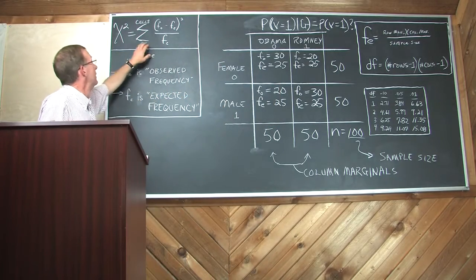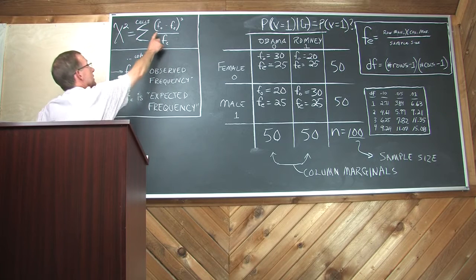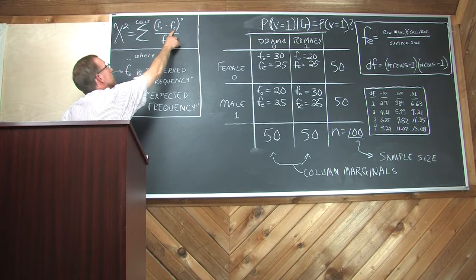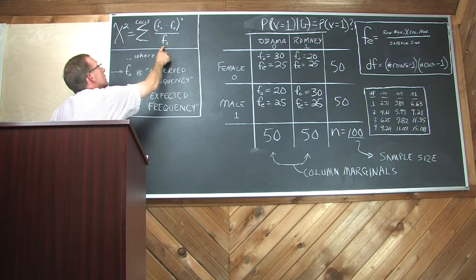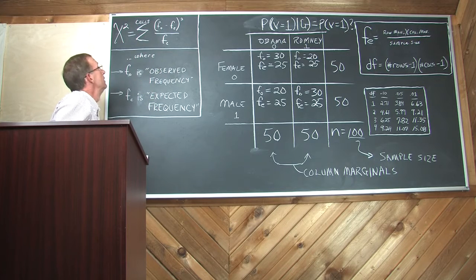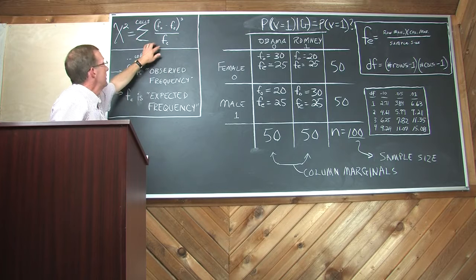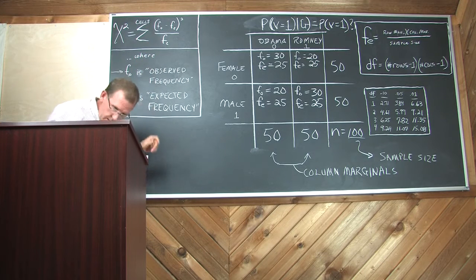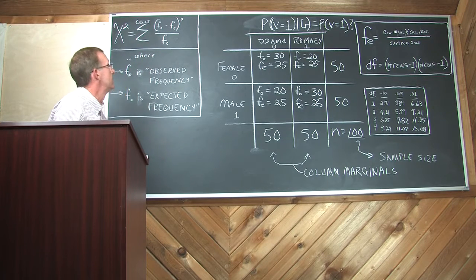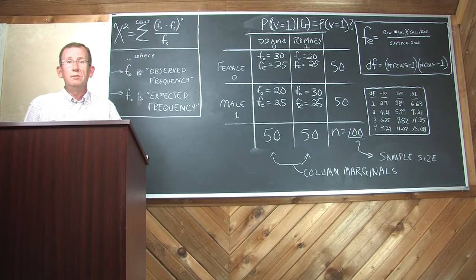For chi-square, this is shrunk, but this is FO, frequency observed, minus frequency expected, divided by frequency expected. We're going to square this, and we're going to run this calculation for every cell, every single cell in the matrix, and it's going to turn out to be the same thing every time.